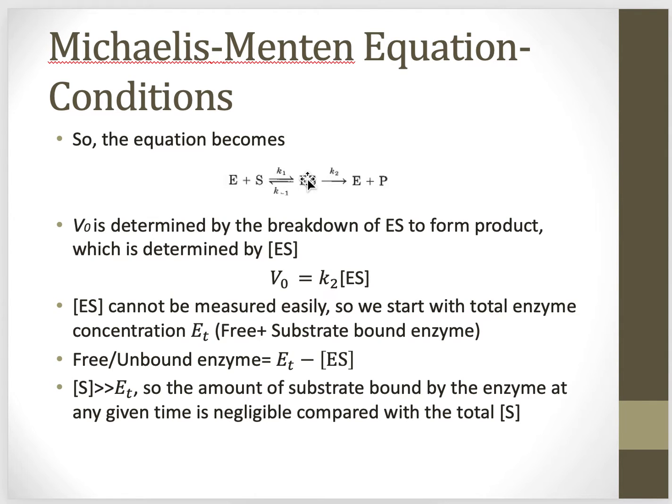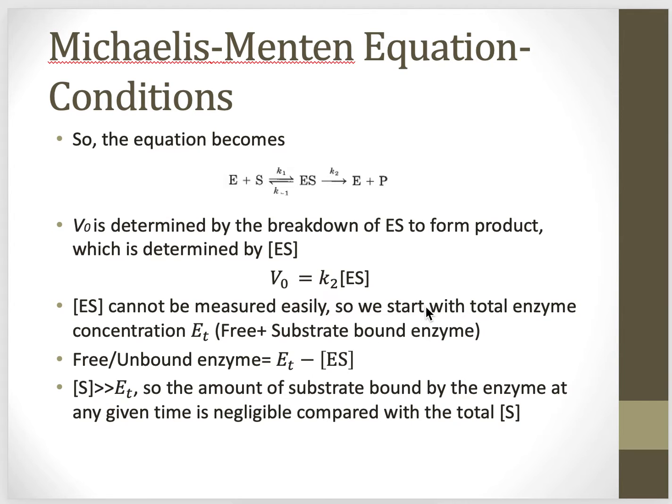Thus V0 equals constant into substrate concentration. We know the rate of a reaction is equal to a constant into the substrate concentration. In this case, as ES is breaking down into E and P, ES is the substrate here. So V0 will become K2 into ES concentration. Now if we want to solve this equation, we need the value of the ES concentration. However, measuring the ES concentration is not easy. So how can we do that?